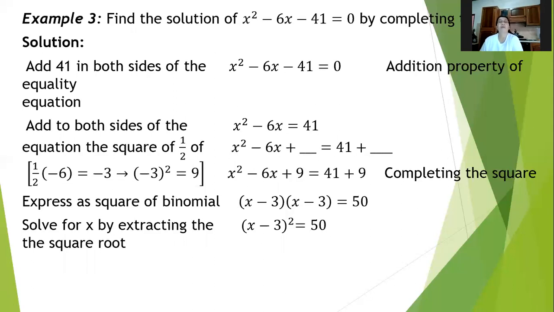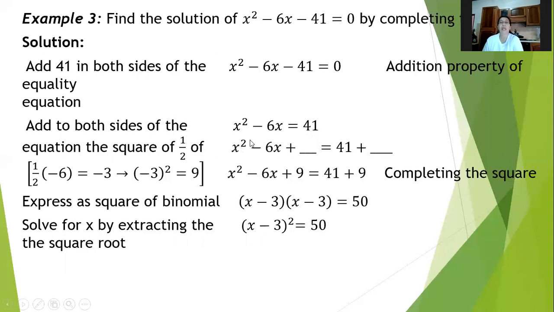Then example number 3. Find the solution of x squared minus 6x minus 41 is equal to 0 by completing the square. Again, the same procedure. Use the addition property of equality: add 41 to both sides of the equation. That is x squared minus 6x is equal to positive 41. And then go to completing the square.